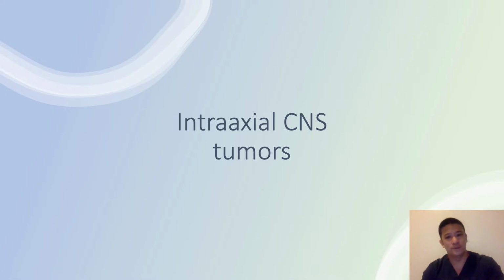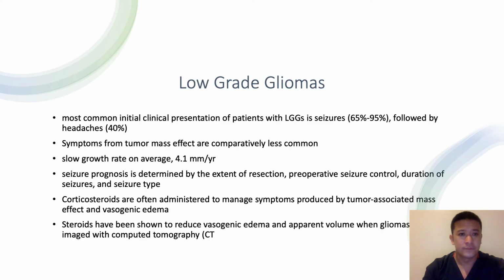Okay, hello, so we're back. Now we'll be discussing specific intraaxial CNS tumors in depth, just to give you a little more information about them, tackling the different diagnostic imaging findings for specific tumors, as well as treatment options. As discussed earlier, we will go over intraaxial first, then extraaxial. Our first intraaxial CNS tumor is the low-grade glioma.